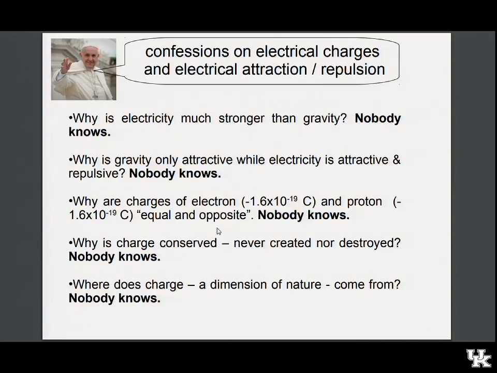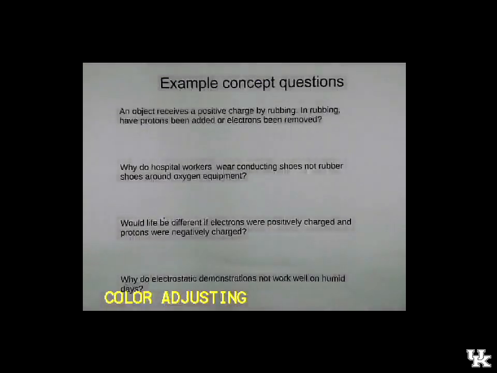Okay, I'm going to go to the document camera. In these last few minutes, and it really is the last few minutes, I'll answer one or two or three of these questions as examples of concept questions in physics. So look at that first question. It says that an object receives positive charge by rubbing. In rubbing, had protons been added or electrons been removed? That's an interesting question, because objects contain electrons and protons. Couldn't a positive charge be due to adding protons rather than removing electrons? The answer is no.